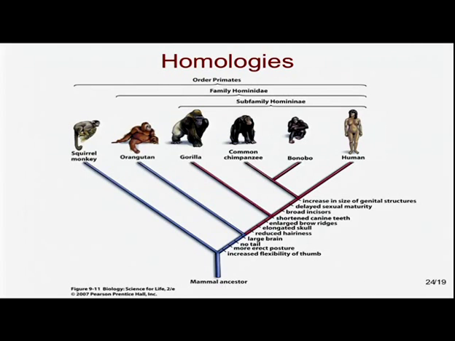Delayed sexual maturity, so it takes us longer to grow up. Same with the chimpanzees, right? And an increase in the size of the genitalia. So the gorillas got left behind on that. That's probably why they're so angry.